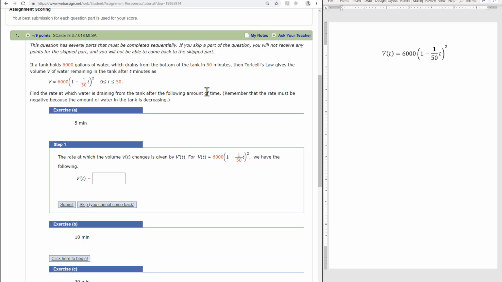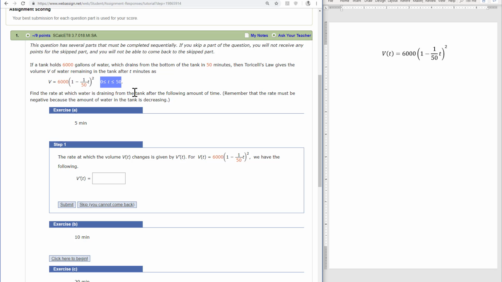This is a problem from your lab assignment, section 3.7, problem number 1. It says here that we have a tank that holds 6,000 gallons of water, which drains in the bottom of the tank in 50 minutes. Torricelli's law gives us the volume of the water remaining in the tank after t minutes by this function: V of t is equal to 6,000 times (1 minus 1 over 50 times t) to the second power.